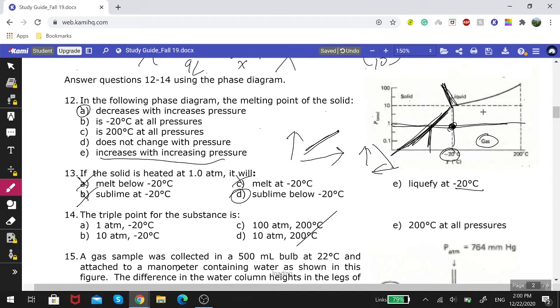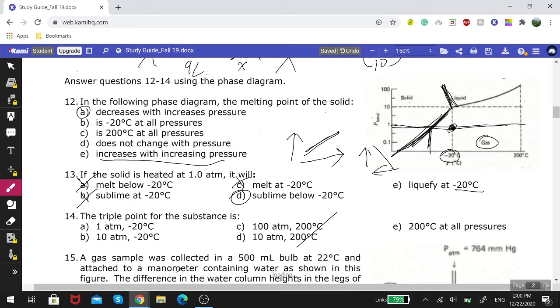Now, as for the triple point for number 14. The triple point is when all 3 states of matter exist in equilibrium, and it is that point over here. So what is the equilibrium point? 10 atmospheres and negative 20 degrees Celsius. Our answer is B. Everything else will be wrong.